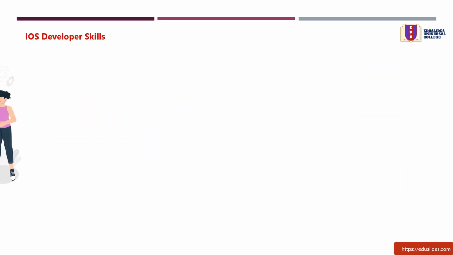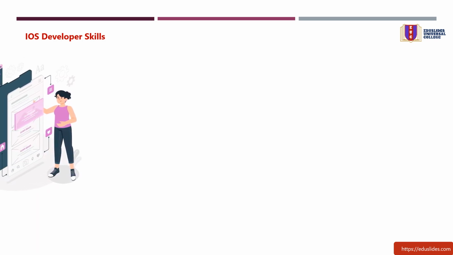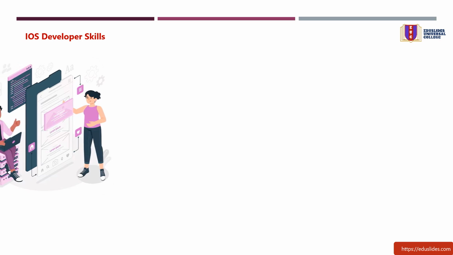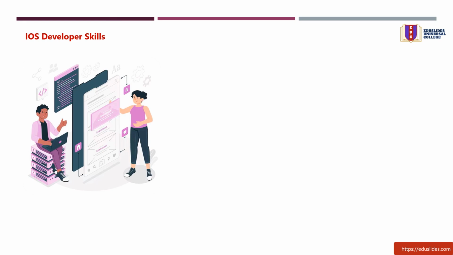iOS developer skills. To be a successful iOS developer, you need a combination of technical skills, soft skills, and a willingness to stay updated with the latest industry trends. There is no comprehensive list of skills needed for iOS development. However, the skills needed of an iOS developer are divided into the following 2. 1. Technical and 2. Soft skills. To move ahead, let me explain these 2 skills in details.